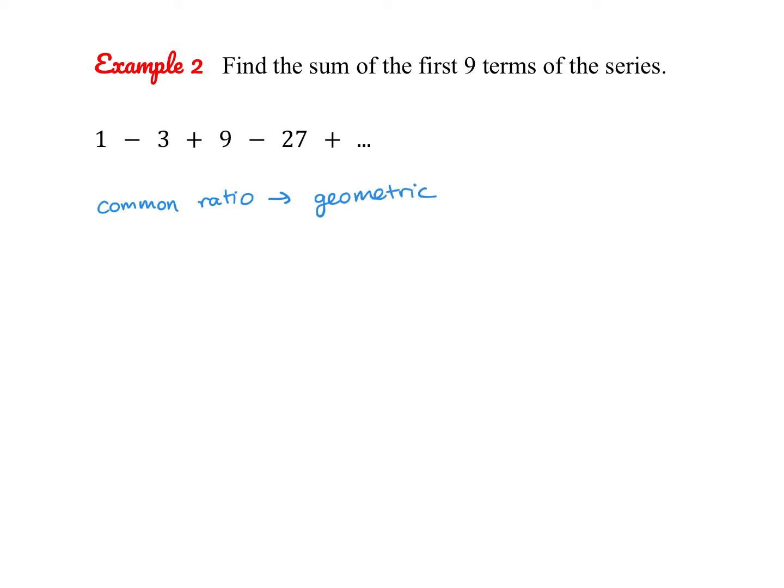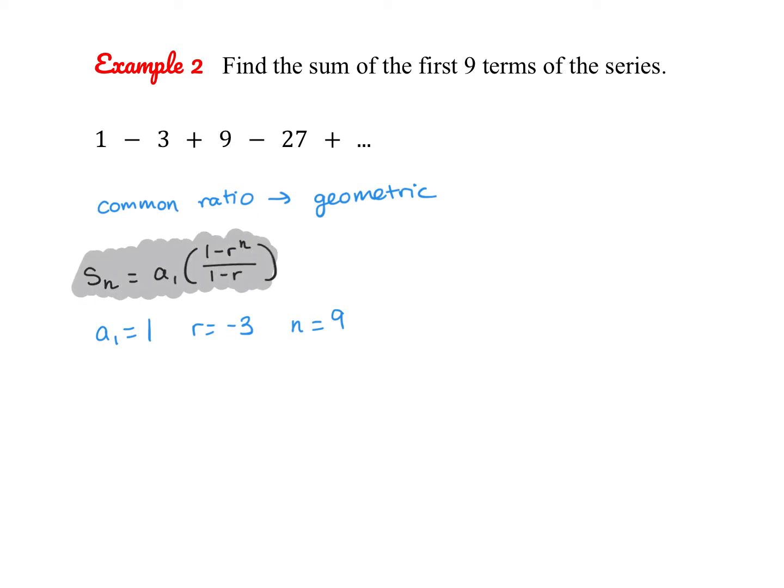So we are going to be using this formula. Sum of the first n terms equals a sub 1 times 1 minus r to the power of n over 1 minus r. So let's see if we have everything we need for this one. We know that our first term is 1. We can see from the pattern of the numbers that our common ratio is negative 3. And we are finding the sum of the first 9 terms, so our n value is 9. So for this formula, we don't need to know what the 9th term is, so it's a little different than with the arithmetic series formula. So we actually have everything we need to find the sum.